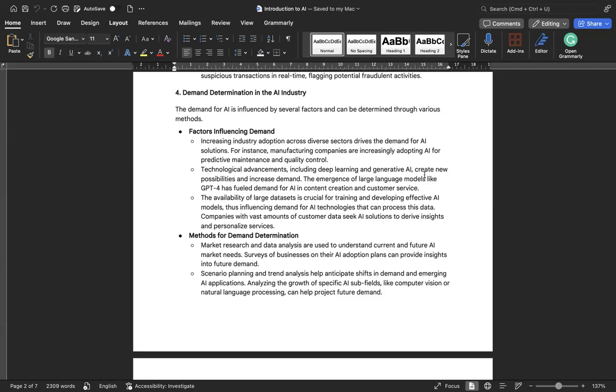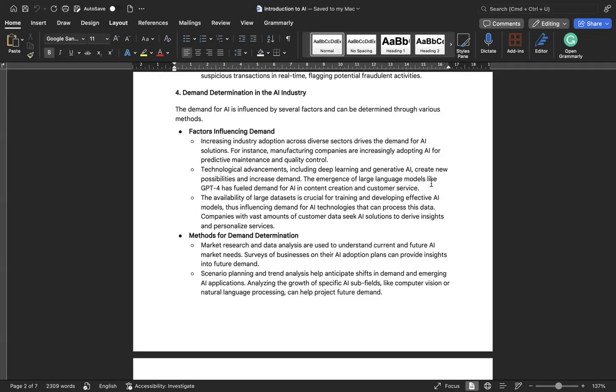And for technological advancements, they include deep learning and also generative AI. How they include all these technologies helps to create new possibilities, and also to increase demand as well. And the emergence of large language models like GPT-4.